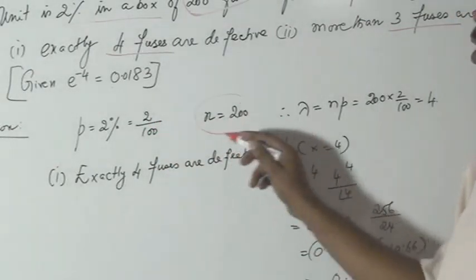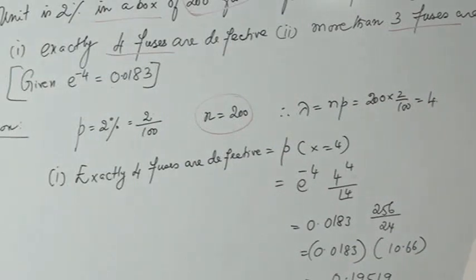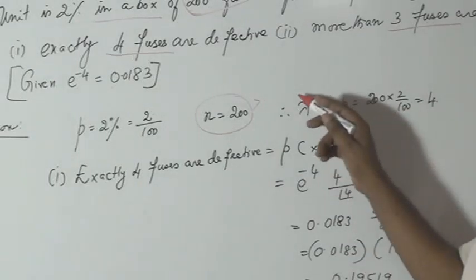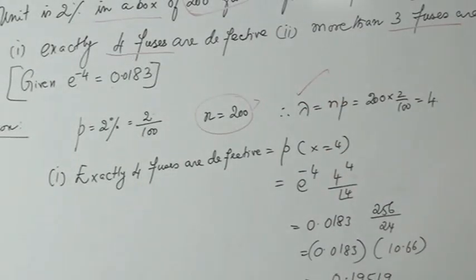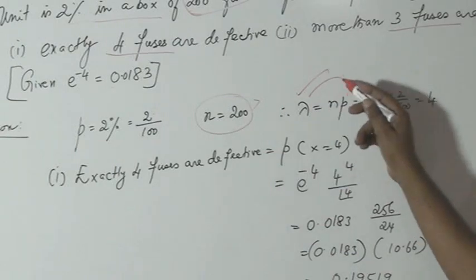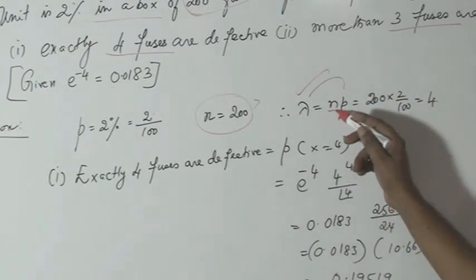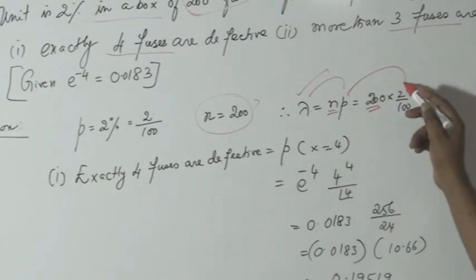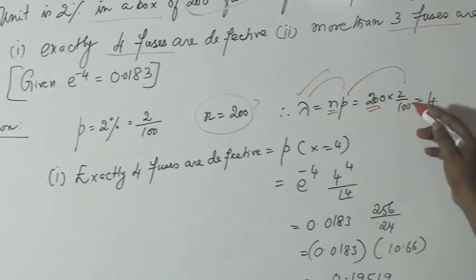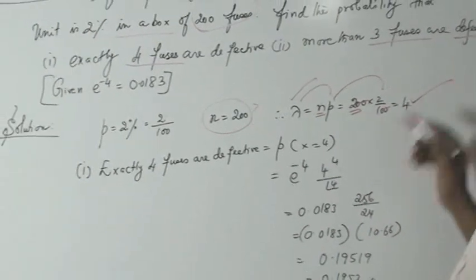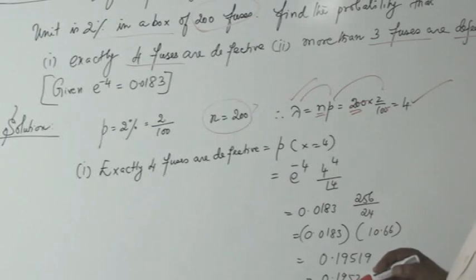Here n is equal to what? 200. Here n is a very large value. So we have to calculate the lambda value first. So lambda is given by the formula n into p. So what is n? 200. P is what? 2 by 100. So when we cancel this, we will get 4. Therefore lambda is equal to 4.